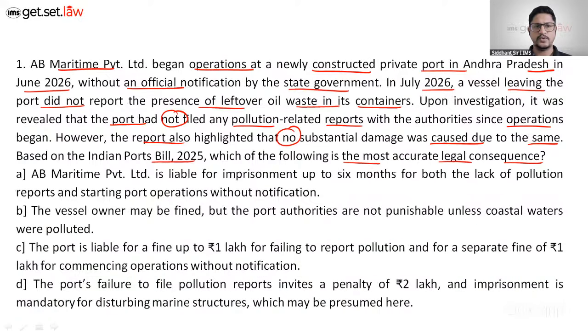Okay. So now the question comes, which of the following is the most accurate legal consequence? The first option says AB Maritime Private Limited is liable for imprisonment up to 6 months for both the lack of pollution reports and starting port operation without notification. Could be the option, okay, because it's talking about imprisonment up to 6 months. Next: the vessel owner may be fined, but the port authorities are not punishable unless coastal waters were polluted. Now this is subject to certain conditions. If the coastal waters are polluted, then they could be liable, but you have to submit the report, and it's an obligation.